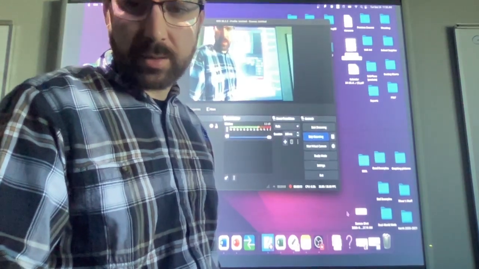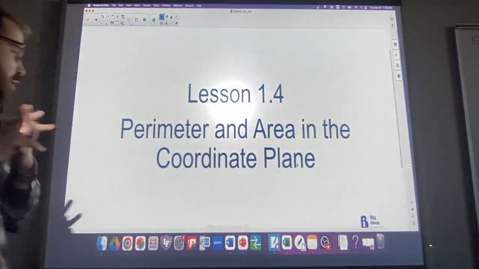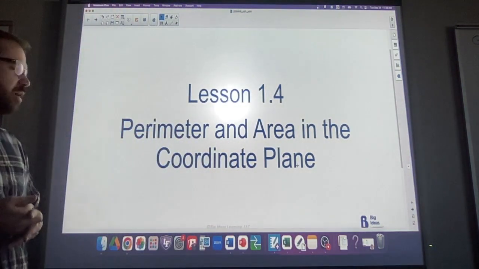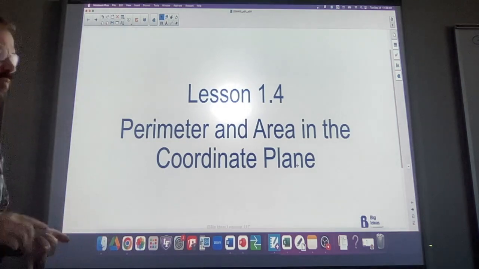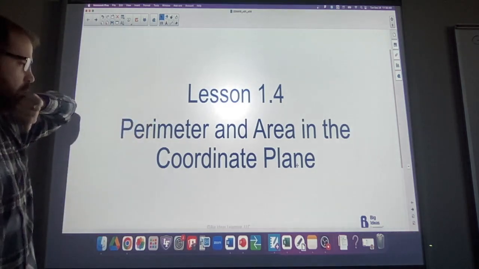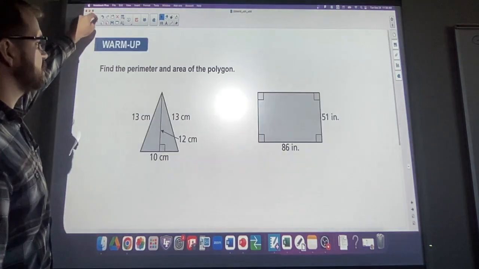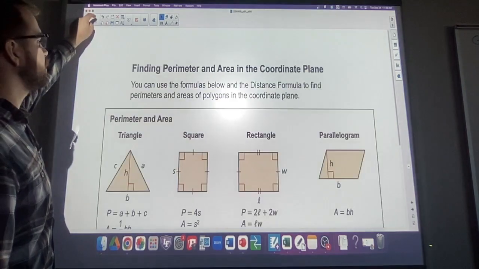Okay, let's get going. All right, 1.4. For 1.4, it's what we've done before with the distance formula. We've measured segments. It's just applying it on the coordinate plane. So we need to find perimeter and area, and I'm going to skip through a lot of this here to get to the important bits.